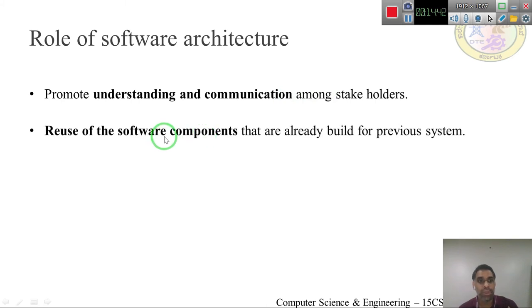Then the second role would be reuse of the software components that are already built for the previous system. So in this case, what would be the role? Software role descriptions can help the software reuse. So the description of the software would help you to take a decision whether you have to reuse the design being built or being designed for the previous system. So reuse is considered as one of the main techniques by which productivity can be improved. Why do we reuse? In order to increase the productivity, thereby reducing the cost of the software.